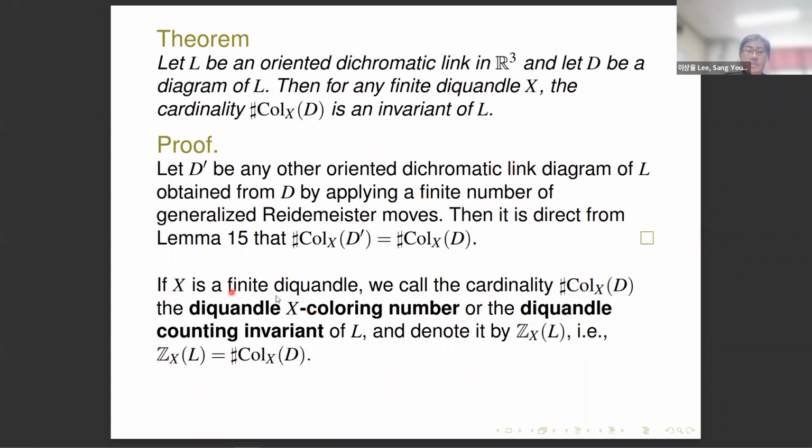And if X is a finite diquandle, we call this number the diquandle X-coloring number, or diquandle counting invariant of L, and denote it by Φ_X(L). So Φ_X(L) is just the cardinal number of this set.